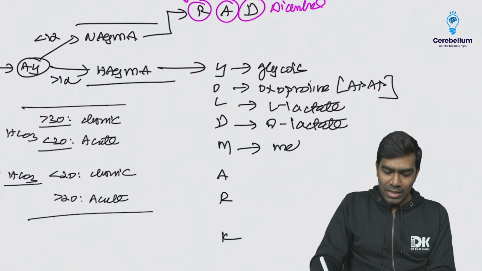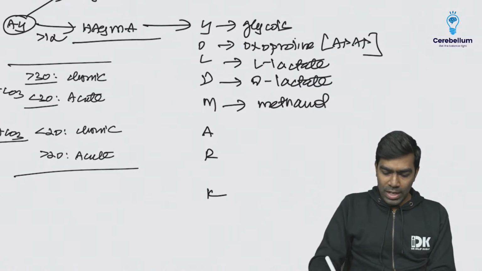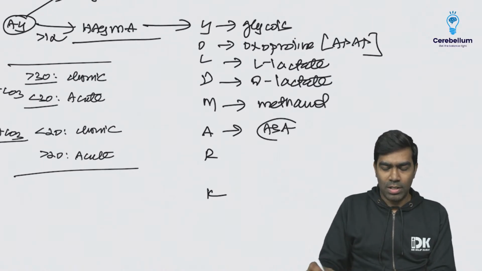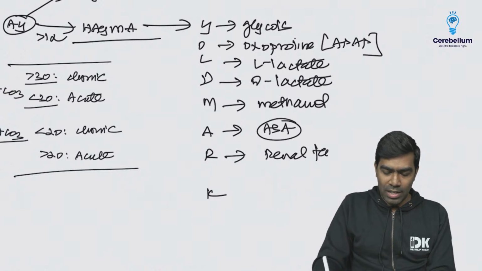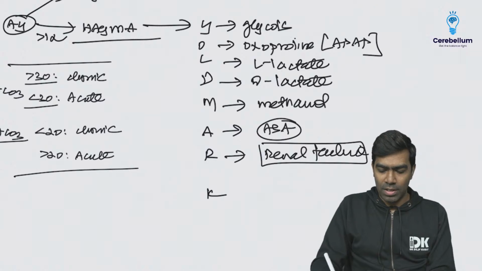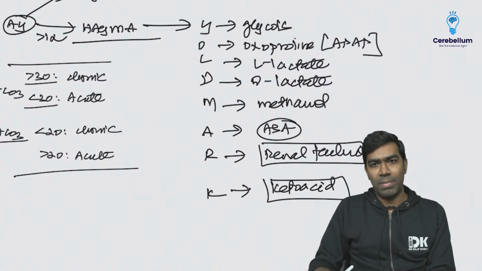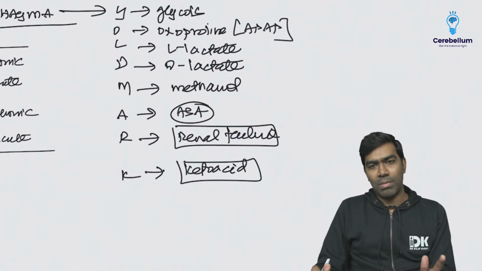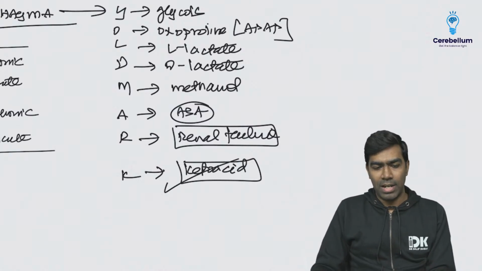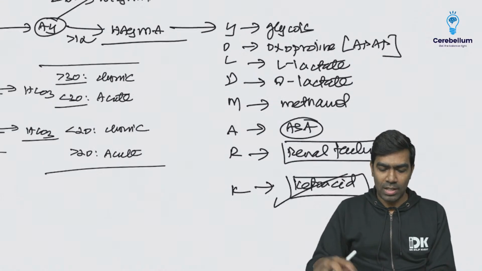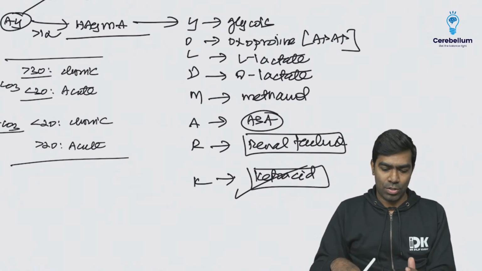M stands for methanol poisoning. A stands for aspirin or salicylate poisoning. R stands for renal failure. Don't confuse it with RTA here. It's renal failure, uremia. K stands for ketoacidosis. Ketoacidosis can be due to diabetes, that is DKA, or it can be due to alcohol, or due to starvation, but most commonly in exam it will be diabetic ketoacidosis. These are the different causes of high anion gap metabolic acidosis.